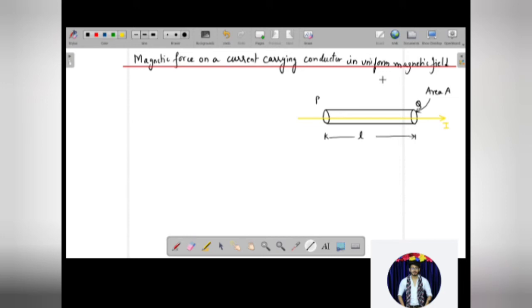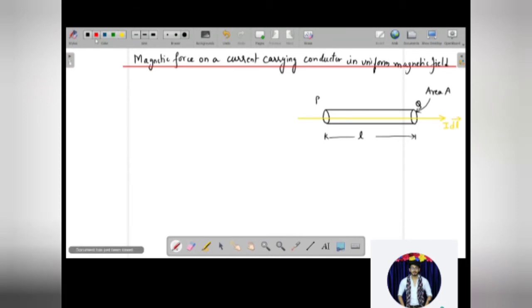So if I consider a current element, I know that current element is a vector quantity. The direction of that vector quantity is given in the direction of current. So this current element is going to be in the direction of current. Okay, so this is what you can also consider.